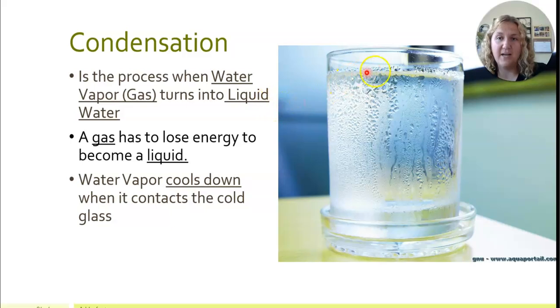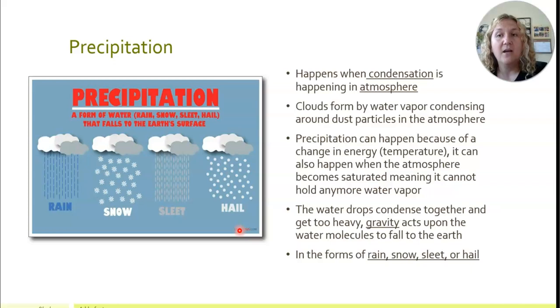And we can see that here that it must be a nice humid day, and a humid day means that there's lots of water vapor in the air, and the water vapor is coming in contact with the cold glass, and it cools down and the droplets kind of bead together. And then we see actual liquid water forming on the outside of the glass here.